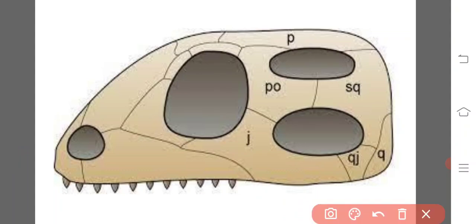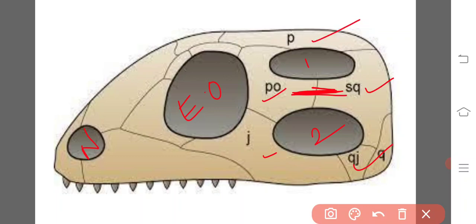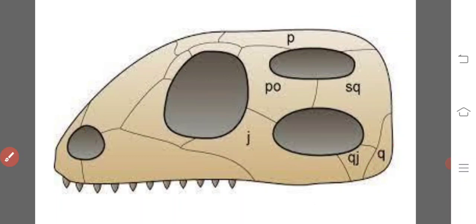See, di means two, apsida means temporal fossae, each side two temporal fossae. So here this is the nostril and this is the eye orbit, and these two are the temporal fossae. Both the temporal fossae here are separated by the postorbital bone as well as the squamosal bone. So it is below surrounded by the jugal and the quadratojugal, whereas the upper one is surrounded above by the parietal bone.